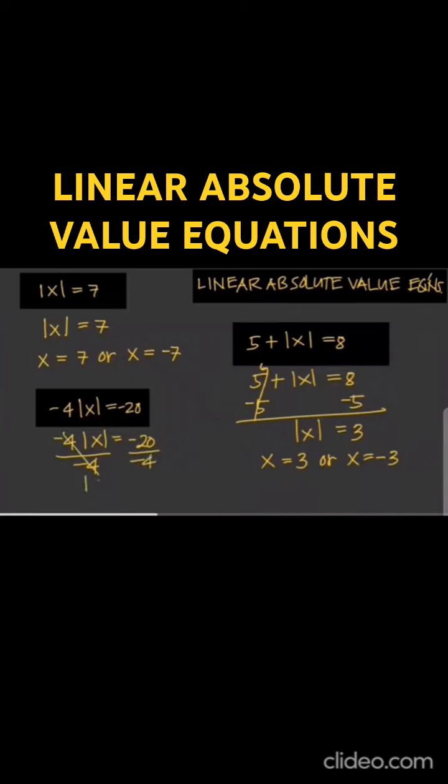That cancels out. So we are left with absolute value of x equals 5. So the value of our x could either be positive 5 or x equals negative 5.